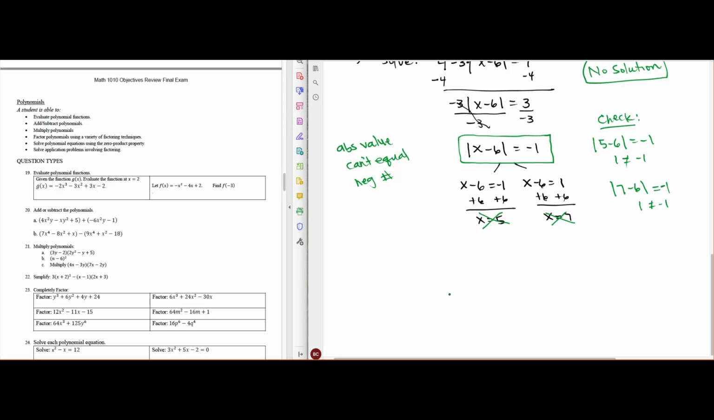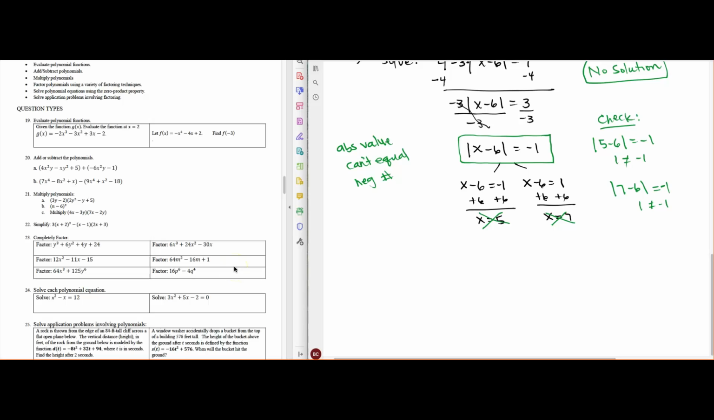Alright, let's look at some things in here. Make sure you know how to multiply different types of polynomials together. And I know some people were kind of worried about whether you're going to have to do U substitution on the final. You don't, so don't worry about that. Okay, but know how to do factoring, especially ones where your leading coefficient isn't just a 1.